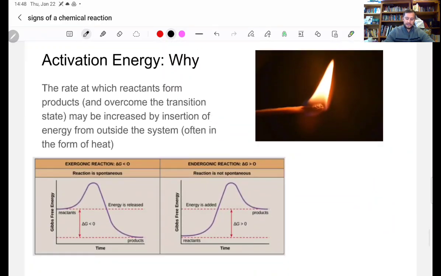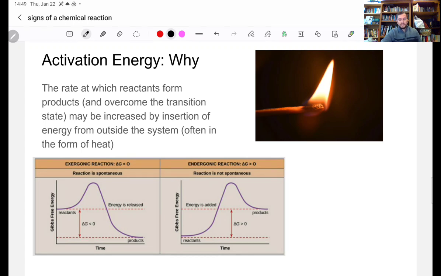Okay, activation energy. To put my explanation into words: the rate at which reactants form products and overcome the transition state may be increased by the insertion of energy from outside the system. So for example, heat, as I've said, like a fire, can be used to insert energy into the system in order to make the reaction happen. So heat can be inserted to provide the activation energy to make the reaction go quickly.